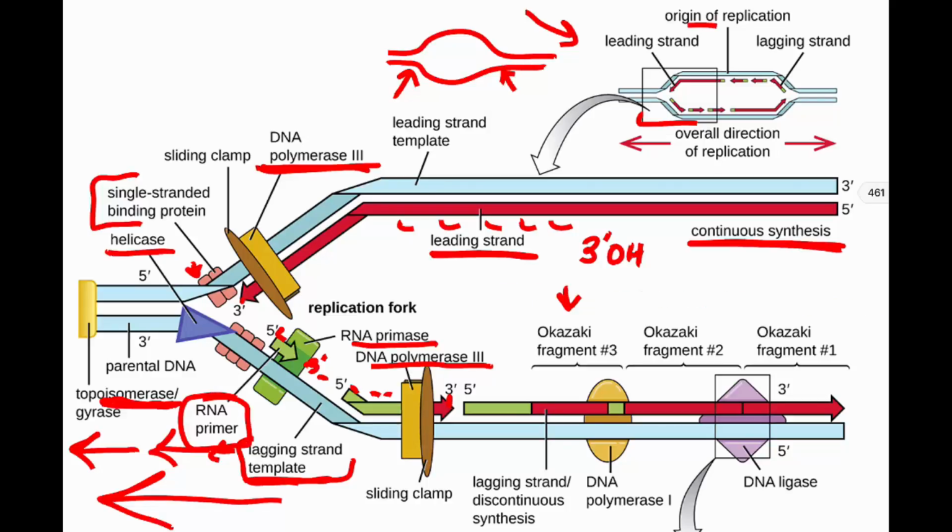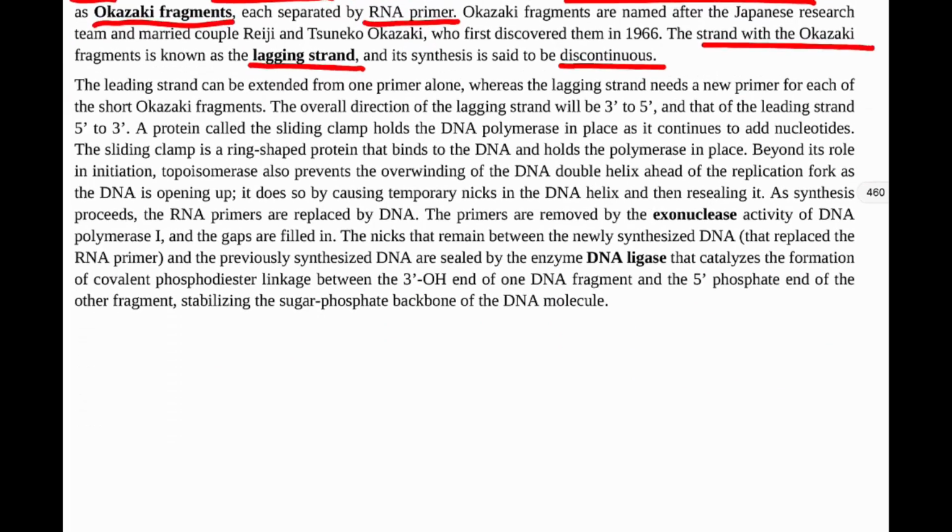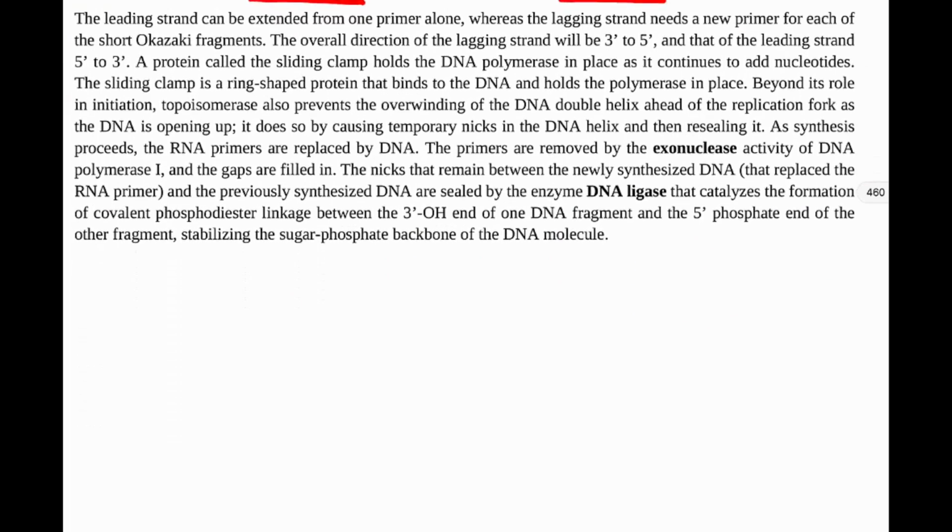So we have those chunks called Okazaki fragments. And then we have our DNA polymerase 3 continuously doing that, and then we keep adding our RNA primers, and we keep going through that process. So let's talk about what happens to those Okazaki fragments then.